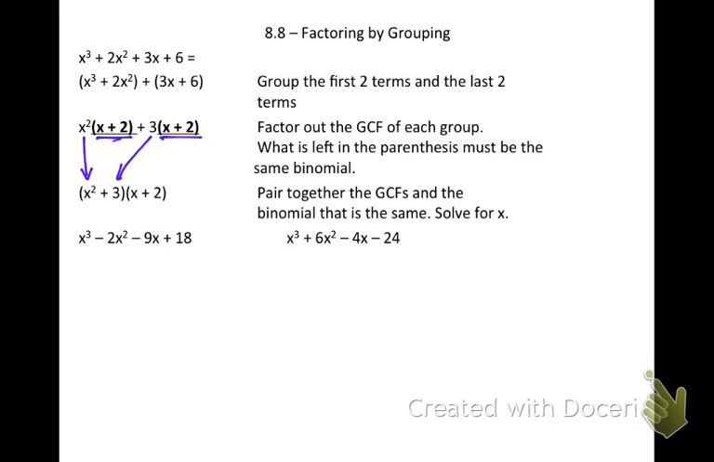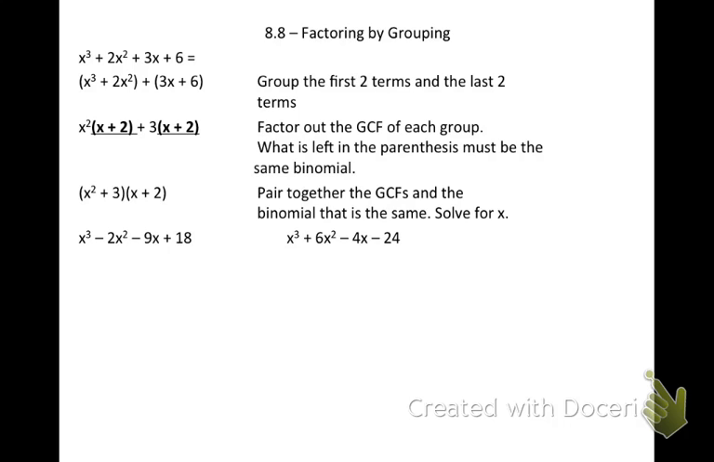My greatest common factor goes in one parenthesis, and then whatever is shared, this same binomial that's left in the parentheses, will go in my other. So I've got x squared plus 3, which are my 2 greatest common factors, and then x plus 2, which is what's the same in both these parentheses. And then that's it. Again, if I did the crab column multiplication, distributed, I would get what I started with.